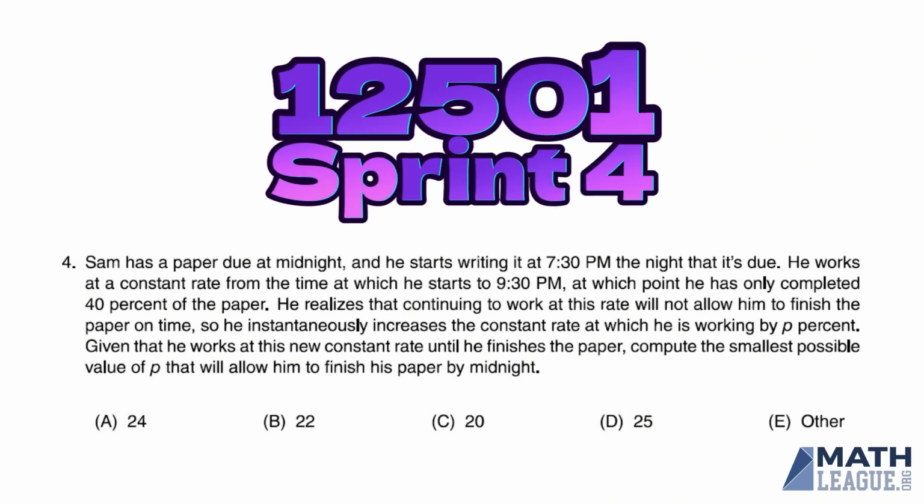He realizes that continuing to work at this rate will not allow him to finish the paper on time, so he instantaneously increases the constant rate at which he is working by p%. Given that he works at this new constant rate until he finishes the paper, compute the smallest possible value of p that will allow him to finish his paper by midnight.